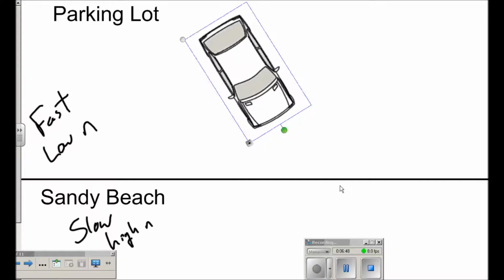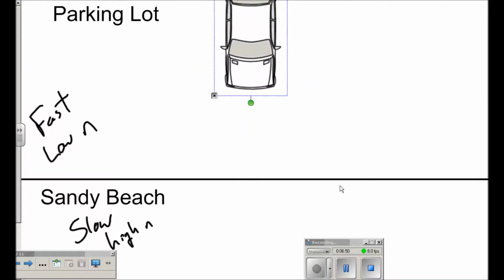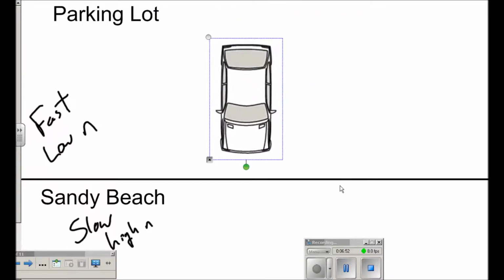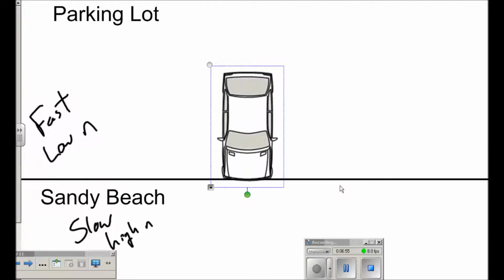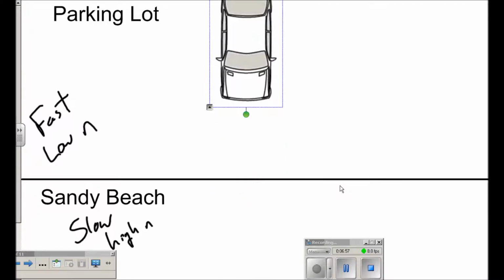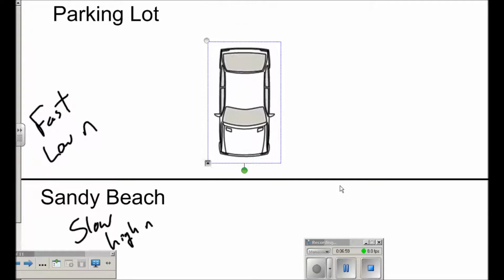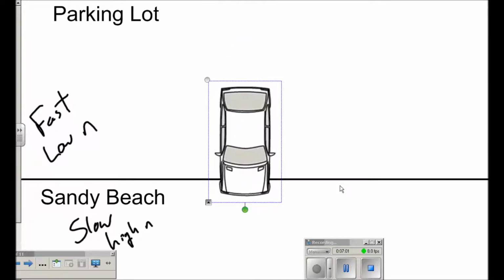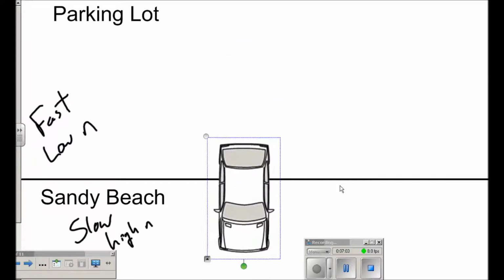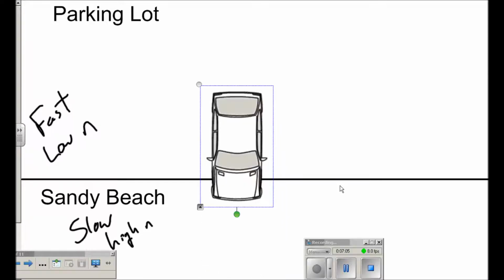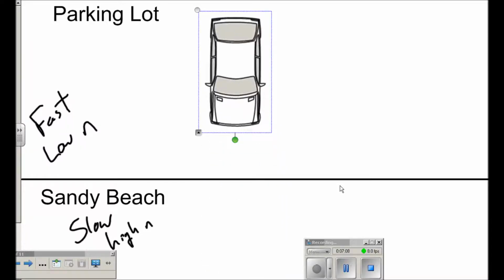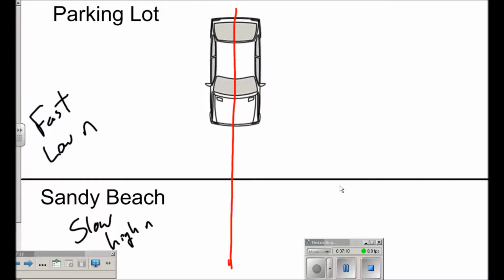Okay, so what's going to happen is this. If the car just drives straight down across the parking lot and onto the beach, boom, it hits the sand and it slows down, right? So it's going 40 miles an hour, 40 miles an hour, boom, 20 miles an hour, 20 miles an hour, 20 miles an hour. There was nothing weird there. The car just goes straight through and slows down as soon as it hits the beach.